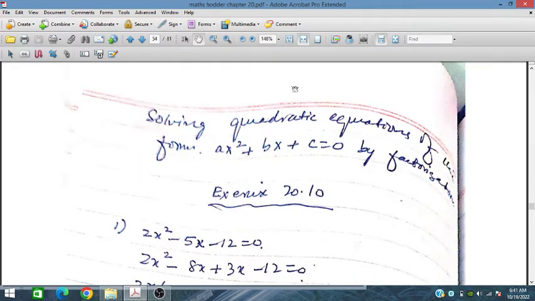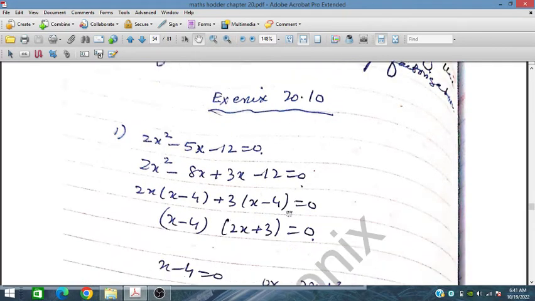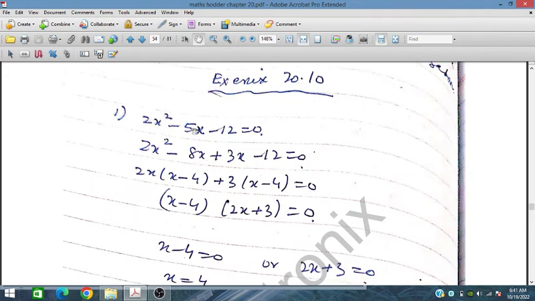Now move on to quadratic equations where this x square has a coefficient a. Earlier this a was 1. Now this a is not 1 but has some other value. This has coefficient 2, 3, 4, 5 or any other number. So now we have 2x square minus 5x minus 12 is equal to 0.